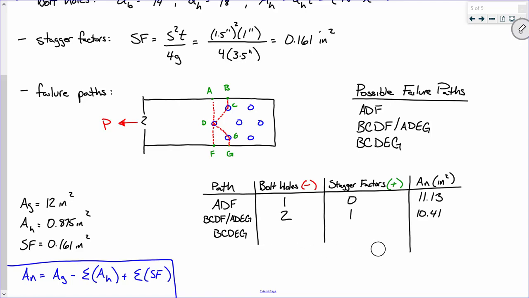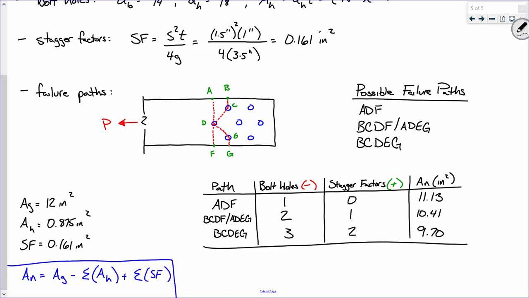So, this one should probably go pretty quick. Help me out. How many bolts are we subtracting? Three. How many diagonal paths? Two. So what do we got? Say it again. 9.720. Everybody else get that? Okay. Everybody okay with this?